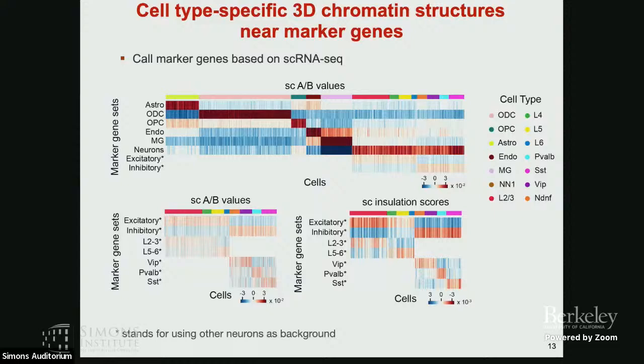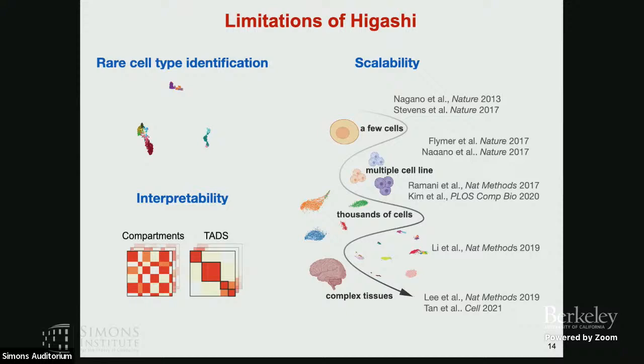And then if you look more closely, we can even distinguish the detailed excitatory neuron and inhibitory neuron subtypes based upon these single cell level 3D genome features calculated from Higashi. So the method also has some quite major limitations, which is also a problem for almost other existing single cell analysis methods. First, some of the rare cell type identification remains challenging.